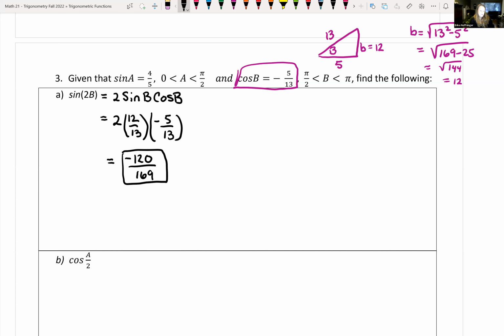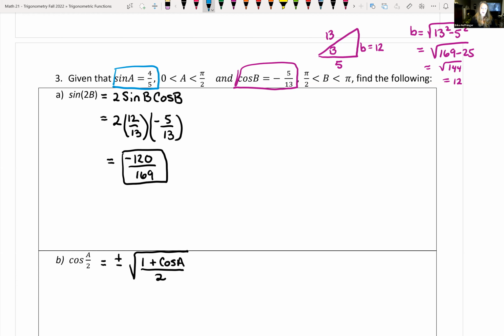So looking at part B, I'm asked to find cosine of A divided by 2. So I'm looking at my half angle for cosine. So I know my formula for the half angle for cosine is plus or minus, we'll determine the sign later, times the radical, 1 plus cosine of A all over 2. So let's look. We need to figure out what cosine of A is, but in this problem, we were just given what sine of A was.